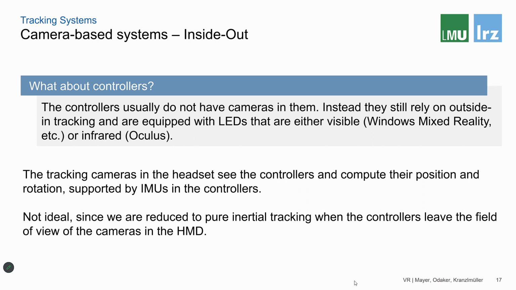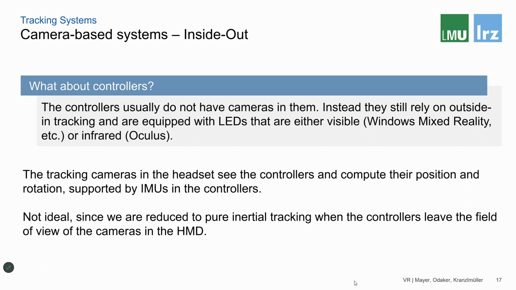Well, we use the same approach in the controllers that we do in the head-mounted display, and that is sensor fusion. So we not only have the optical tracking system for the controllers, but we also have IMUs in the controllers that give us positional and rotational data. And what that means is that as long as the cameras see the controllers, we do the same thing as with the headset. We track with the IMUs.